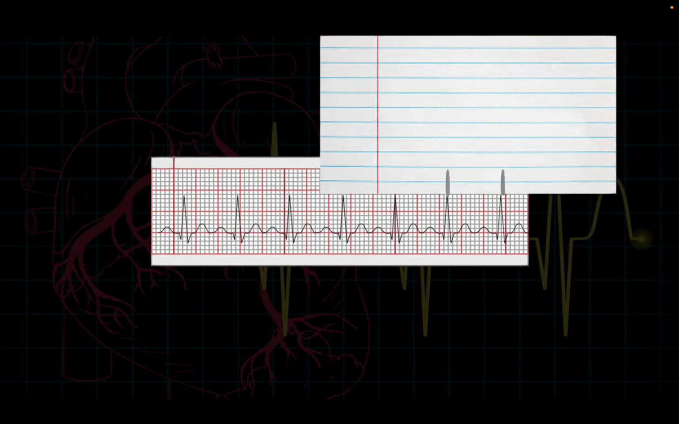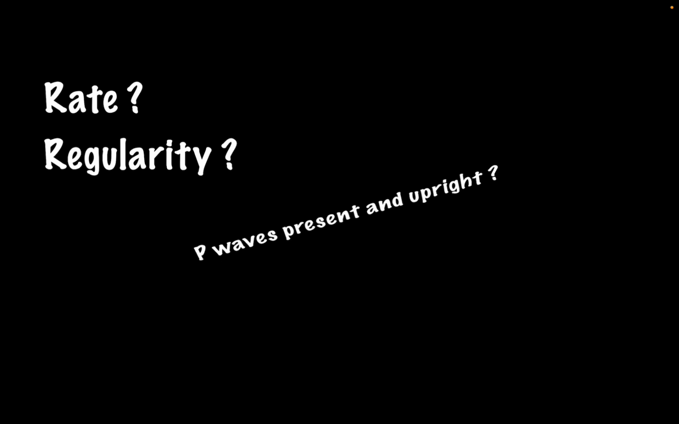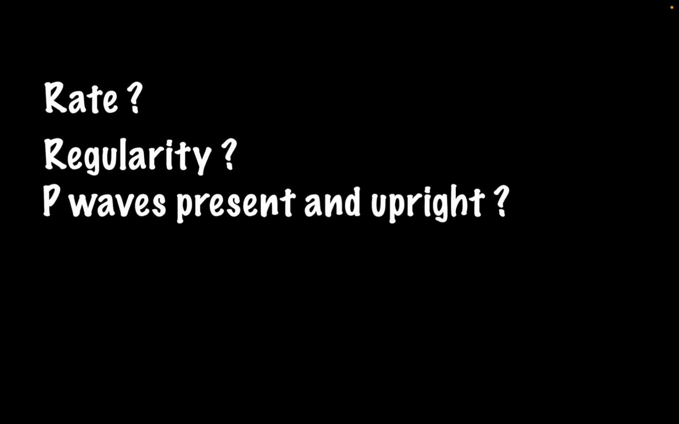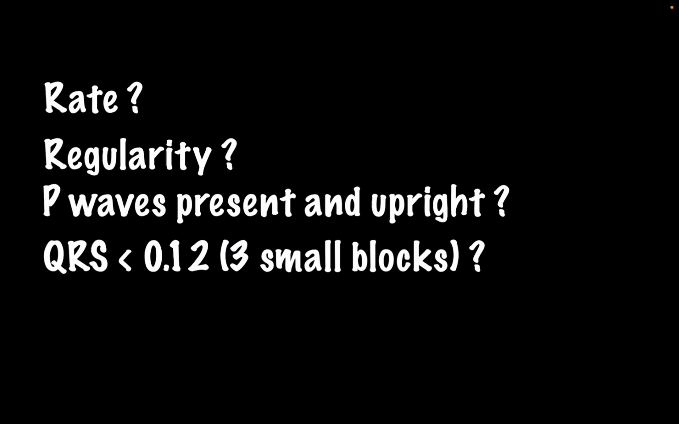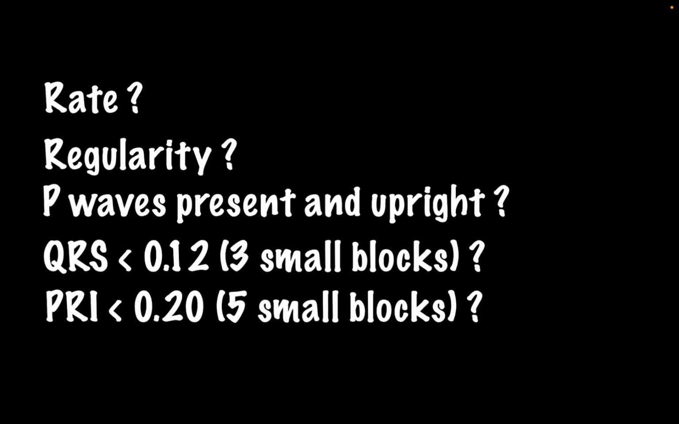So now we have everything we need to know to identify a rhythm, or the 5 questions that you ask. We know how to get the rate, we know how to figure out the regularity, we know that the P wave is electricity beginning in the SA node and traveling through the atria, and we know that that's the first wave in the cardiac cycle. We know how to measure the QRS complex and the PRI. So let's take a look at how rhythms are classified, and then we're going to use these 5 questions to identify every single rhythm that the heart can generate.